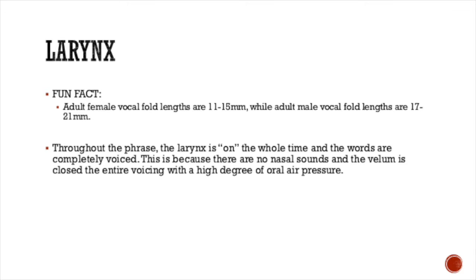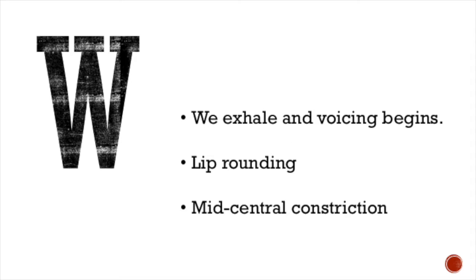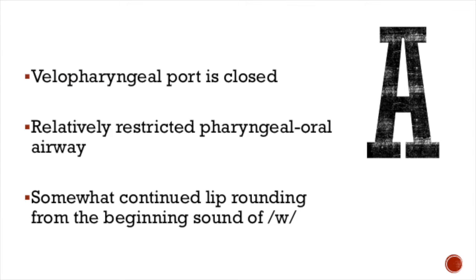and briefly speak about how the letters are used in the word and how they are pronounced phonetically, if they are pronounced, when saying "war eagle." W. We exhale and voicing begins, the lips round, and constriction is considered mid-central. A. The velopharyngeal port is closed, with a relatively restricted pharyngeal oral airway. The lips are still somewhat rounded from the beginning of the W sound.